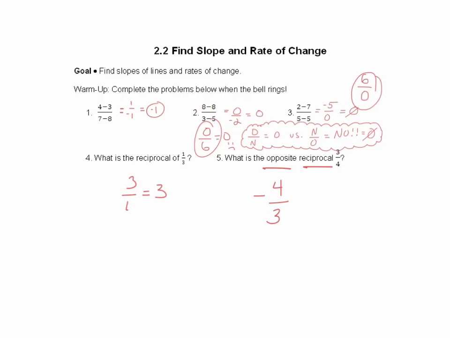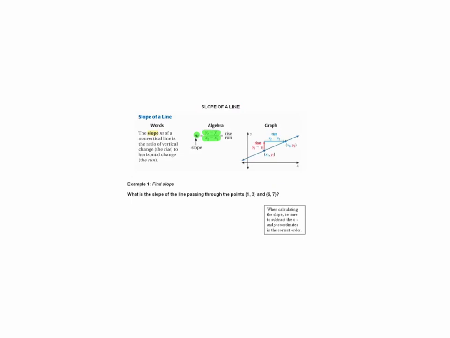So if you have the opposite of 3/4, that's going to be negative. And then the reciprocal of it is 4/3. So put those two things together. The opposite reciprocal is negative 4/3. That'll be important because you know that we're going to talk about parallel and perpendicular lines.